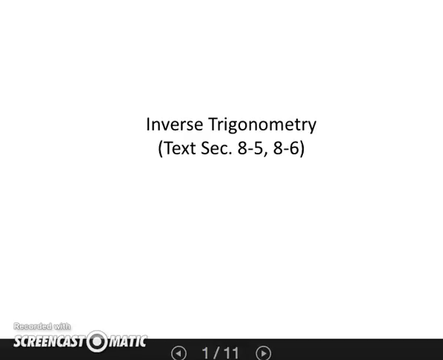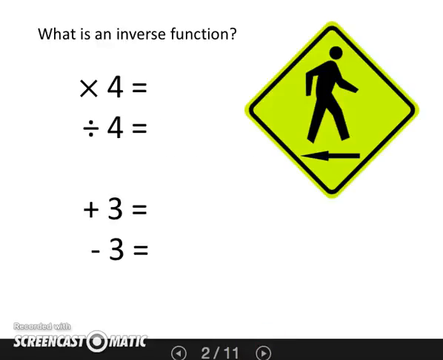This video is about inverse trigonometry, and it can be found in your text in both sections 8-5 and 8-6. Let's stop for a minute and think about what an inverse even is. So you are familiar with several inverses already in math.